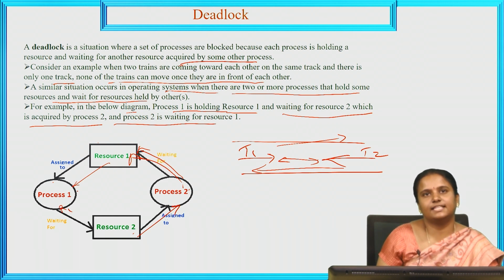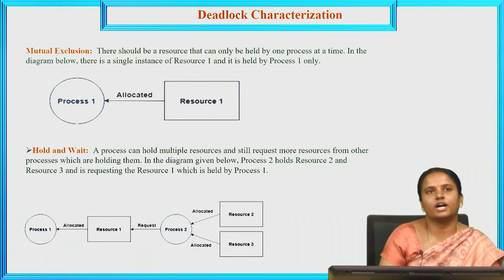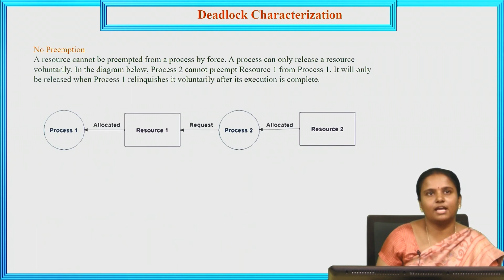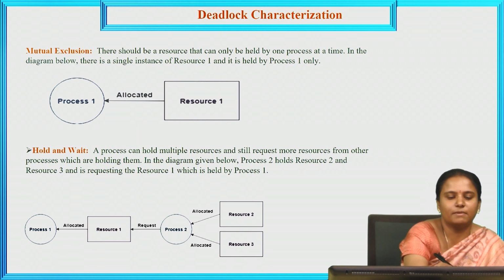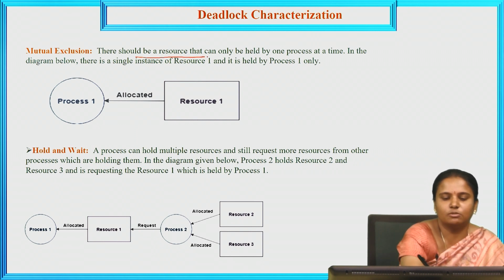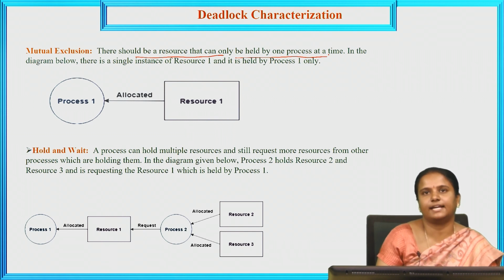So let us see the characterization of deadlock. In this characterization we have 4 conditions. What are they? Mutual exclusion, hold and wait, no preemption, and circular wait. Let us see the first one, mutual exclusion. What do I mean by mutual exclusion? There should be a resource that can only be held by one process at a time.